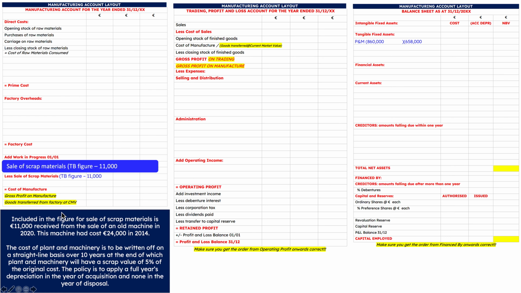Okay, so first of all, we'll fix the sale of scrap materials, because the sale of plant and machinery is not the same thing as sale of scrap materials. If you imagine a factory that produces jumpers or something like that, the scrap material is going to be all the offcuts of the material, the cotton or whatever it might be from the jumpers. That is not the same thing as selling plant and machinery, selling a big machine. So we have to fix that, and we'll just fix that by taking the 11,000 out of there.